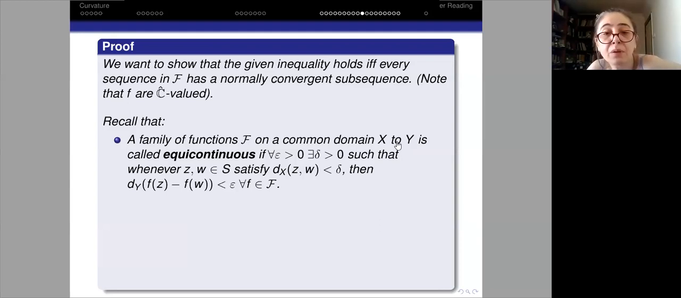Two definitions. First of all, a family of continuous functions on a common domain, X to Y, is called equicontinuous if for all epsilon greater than zero, there exists delta greater than zero such that whenever z, w are in X with distance less than delta, then the distance f(z), f(w) is less than epsilon for all f. There are typos there. This is the classical epsilon-delta definition. So what we want is for this epsilon-delta definition to hold for all z, w in X and for all f in the family. So this is a little bit stronger than uniform continuity.